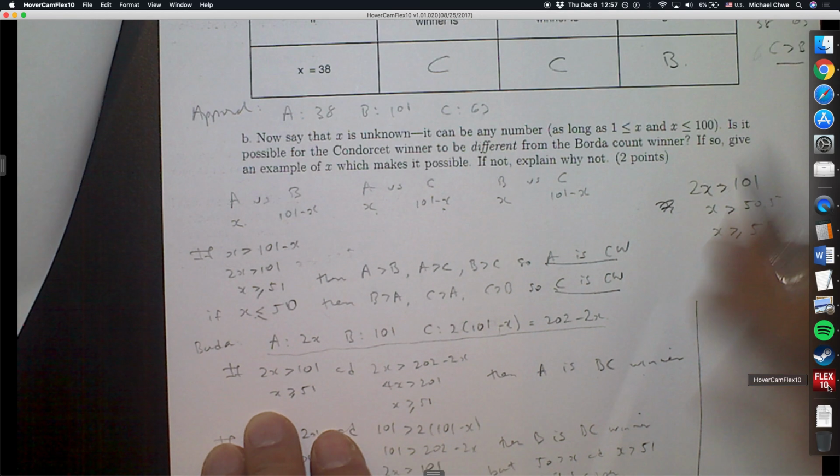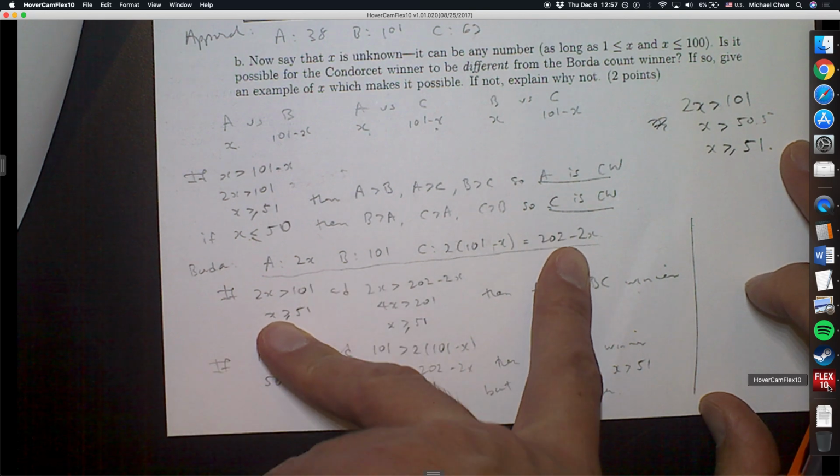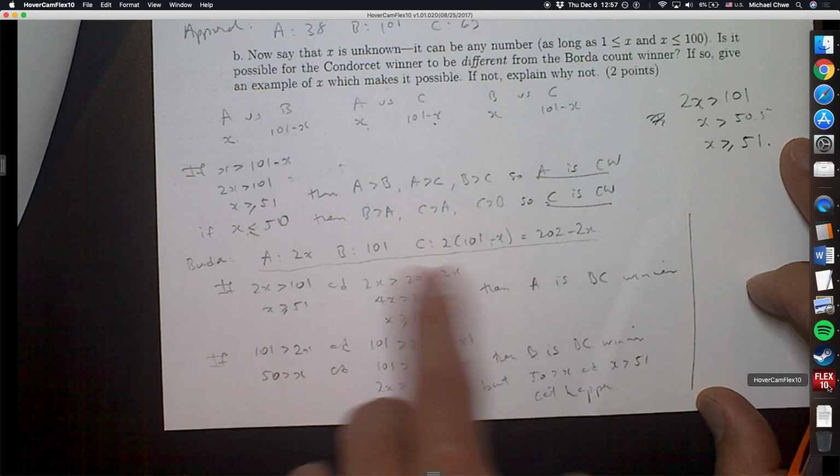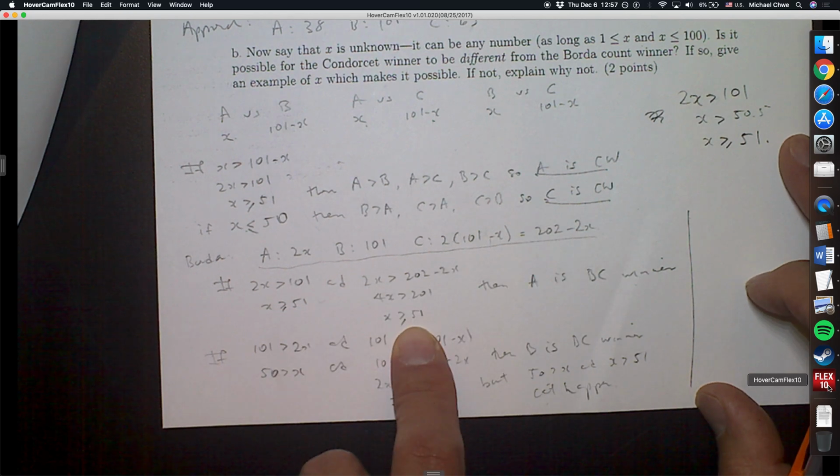Okay, so the math way is to just say for A to be the Borda count winner, this number has to be bigger than this, and this has to be bigger than that. So that's what I did here. 2x has to be bigger than 101, and 2x has to be bigger than this, and that ends up being x has to be bigger than or equal to 51.